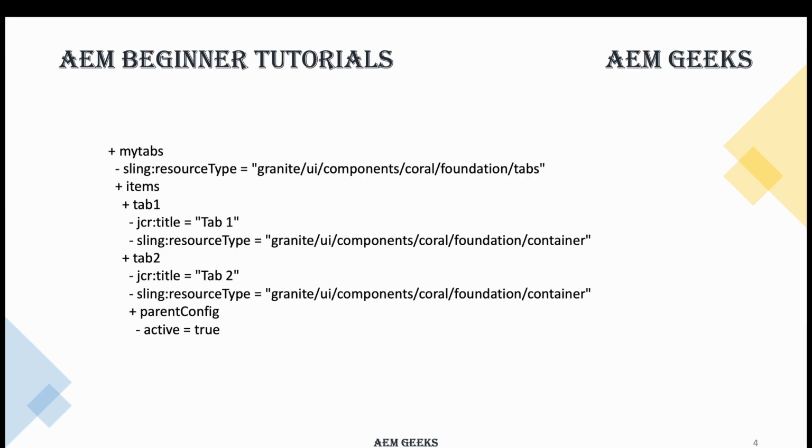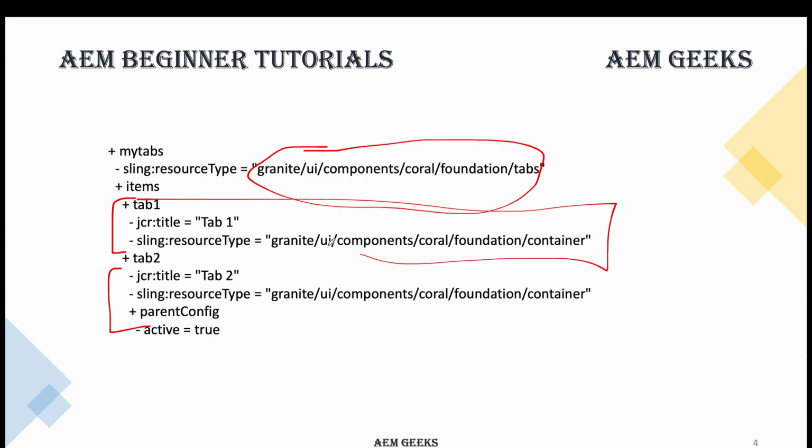If you go and see the node structure here, first you have to define a tab node which refers to my tab component, then items, and then you define multiple tabs here. But how do you define tabs? There is no specific component for a tab. You have tabs, and to add multiple tabs you define a container here. Each tab is a container.